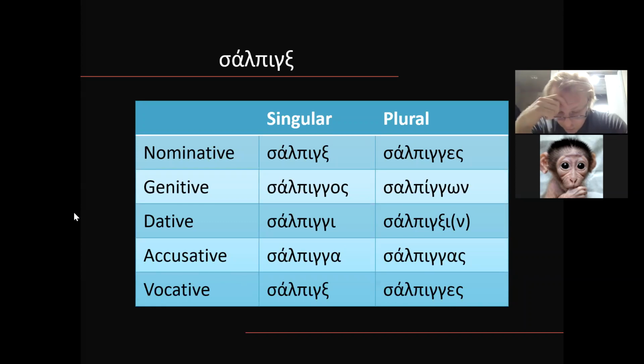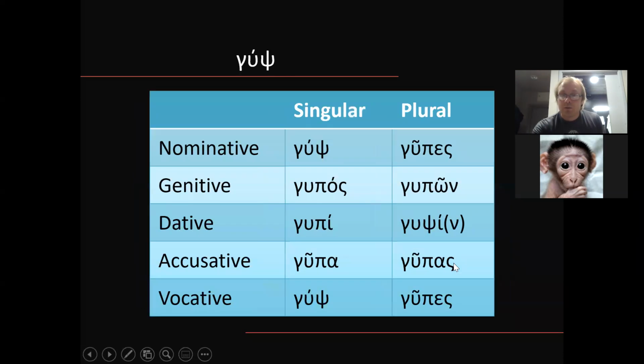And what we may note further, and this in fact applies to nouns in the third declension ending in a velar or labial in general, is that the alpha in the accusative plural ending is short. So this alpha here is short, salpingas, and also here, gypas, this alpha is short.